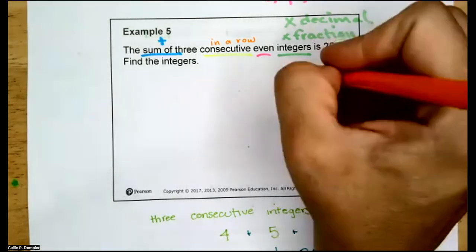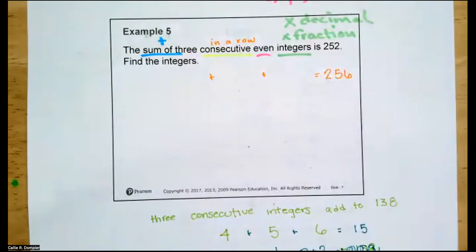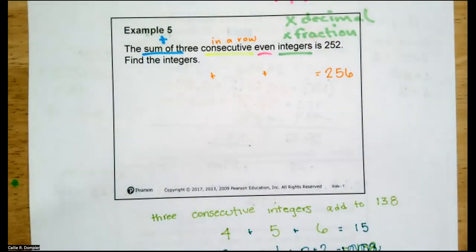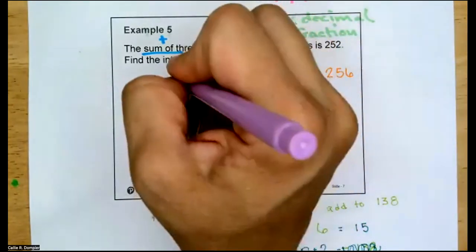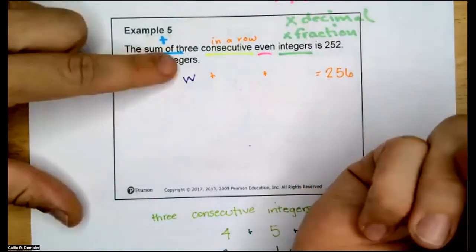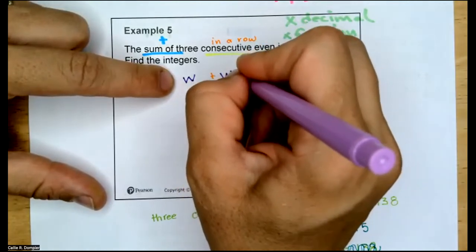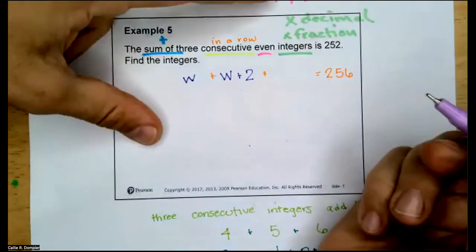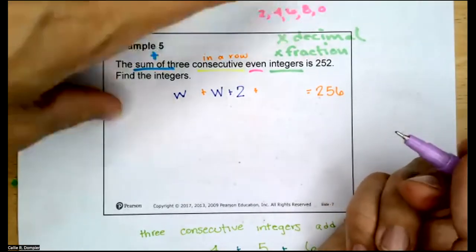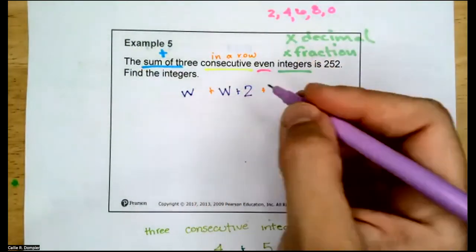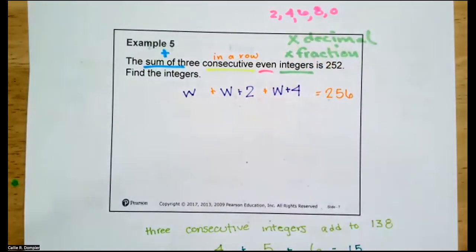So we know the sum is 256. The sum means we are adding 3 numbers together, okay? The first number, you can call it anything. They called it Z, they called it X, I called it N. Let's try W, okay? So my first integer is W. If it's even, my next integer is going to be W plus 2, because 2 plus 2 is 4, 4 plus 2 is 6, 6 plus 2 is 8, 8 plus 2 would be 10, right? So if it's even, we have to add 2. And then after that, we have to add 4 to get to the next even term.